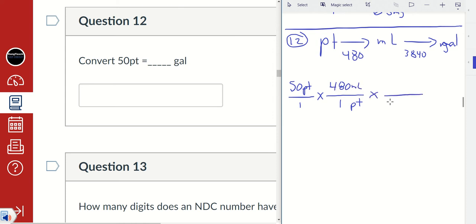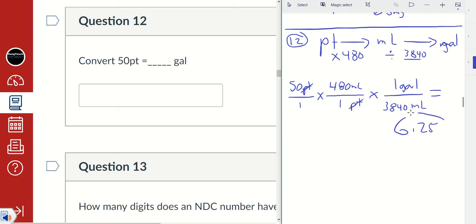All right, so we're no longer in pints. Those units cancel out. Now we're in mLs. What units do we want at the bottom? How many? 3840 is 1 gallon. All right, so the math is multiply by 480, divide by 3840. 50 times 480, divide by 3840. And you should get a total of 6.25. Okay, we'll put in 6.25.